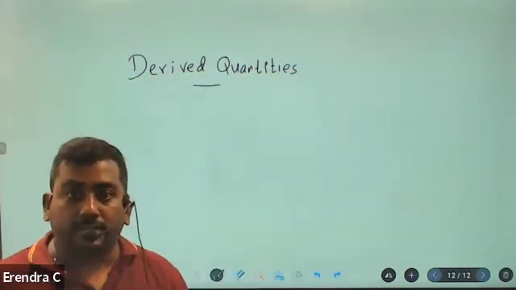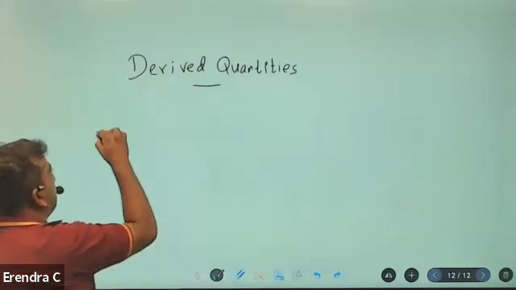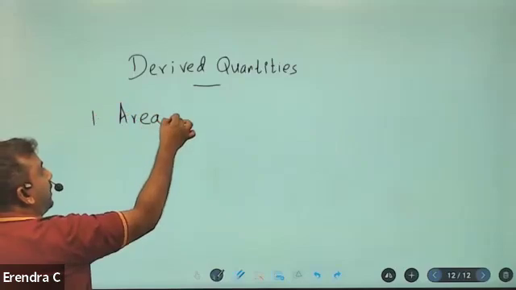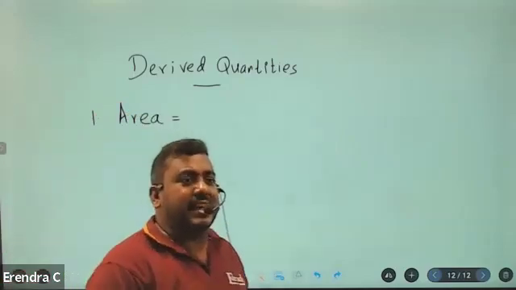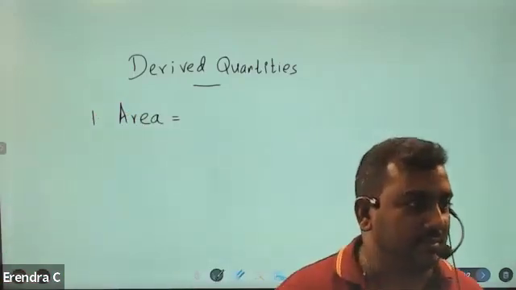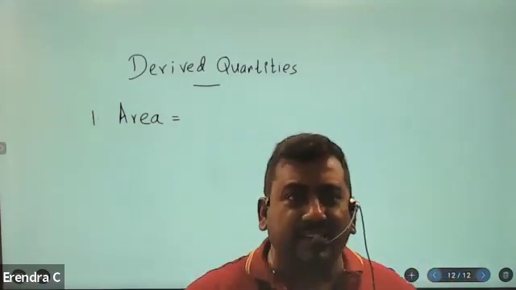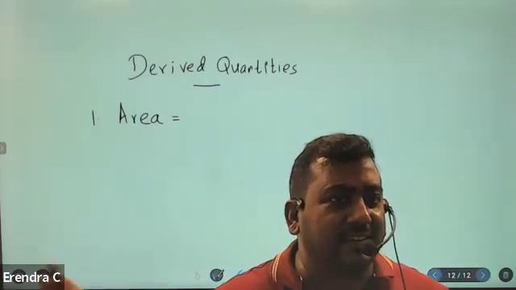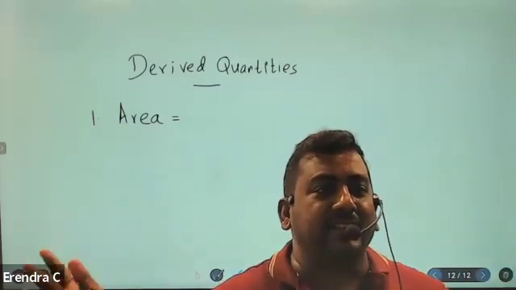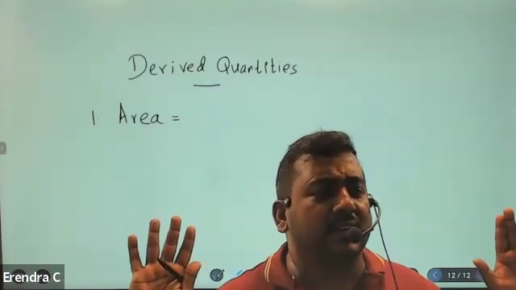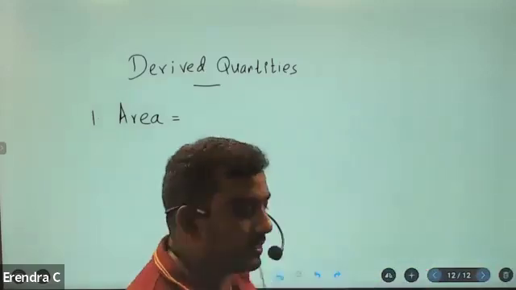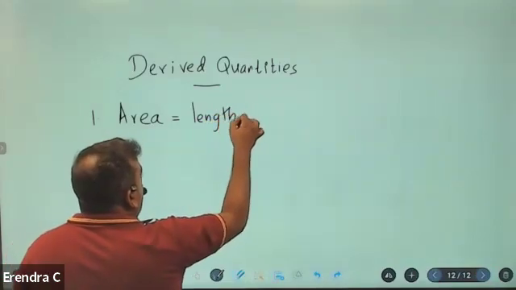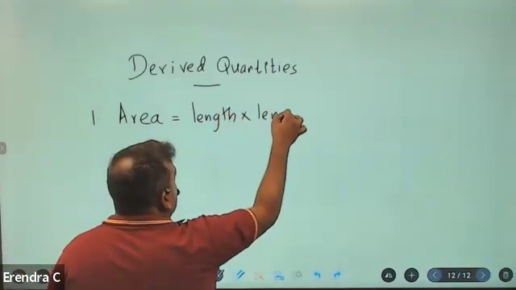Look at the board. I'll start with a simple example. Area. What is area? Length into breadth. In other words, you are multiplying how many lengths? Area means you are multiplying how many lengths? 2 lengths. So length multiplied by another length.